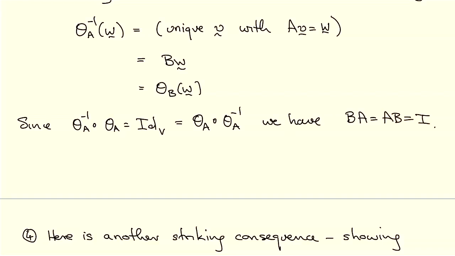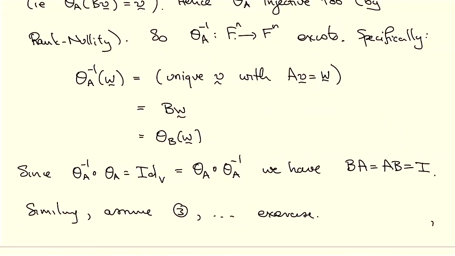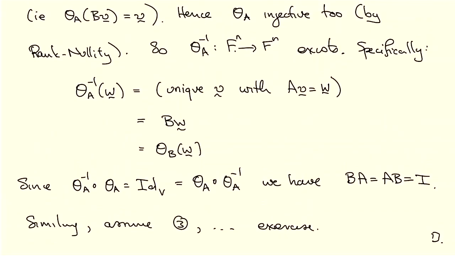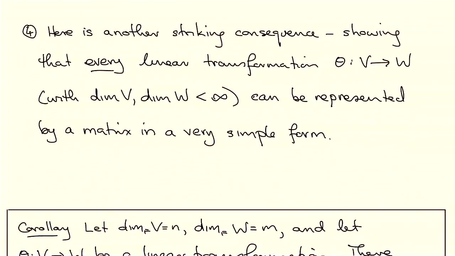And similarly, assume 3. Exercise. Same deal, if you assume 3, which was BA equals I, then you'll get that A is injective, and then you'll get it surjective by rank nullity, and then you can play around with it again. Okay, so it's something you have to do at one stage in your life to check lefts and rights. It's a little bit fiddly.